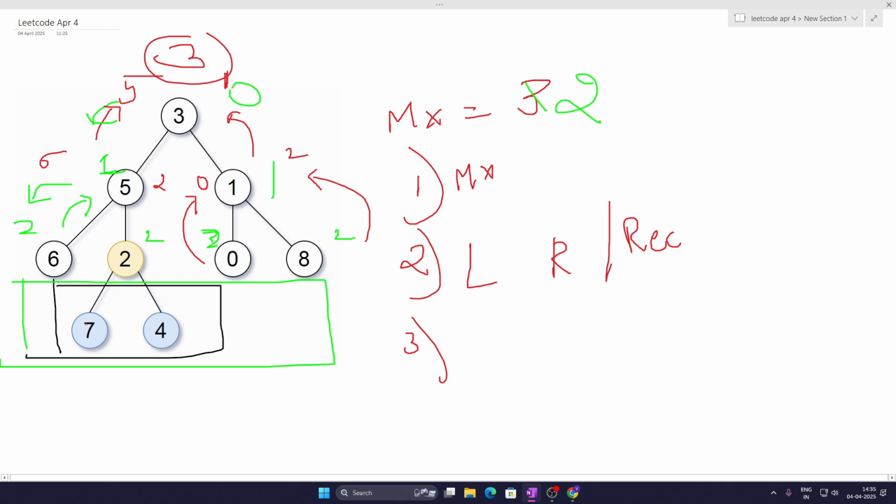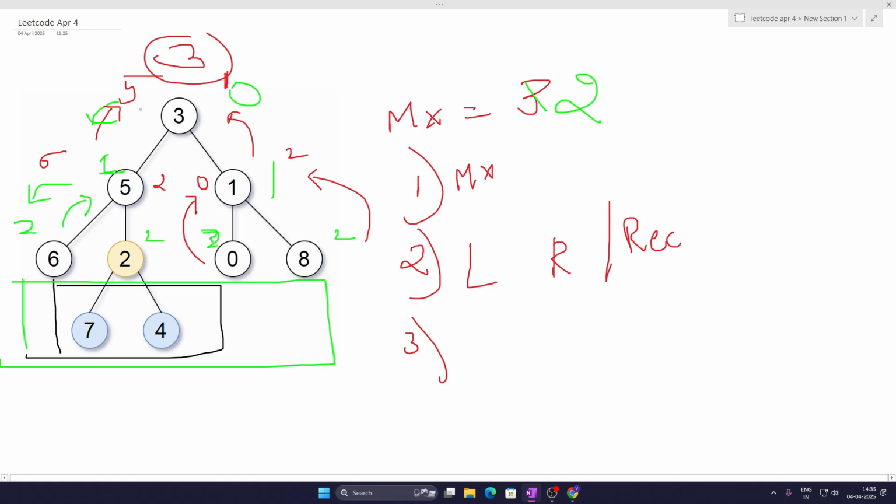Here I got 7 as well as 4. In this example, not the previous example, I got 1 as well as 2. Sorry, I got 6 here. I got 2 also here. And these two are at the deepest level. These are the deepest leaf nodes.